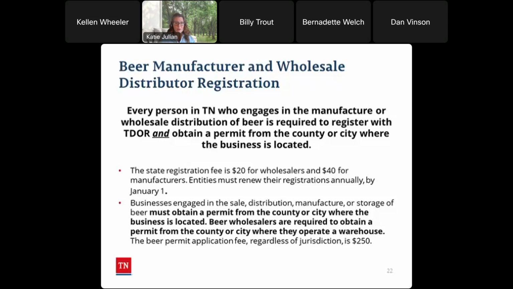We will impose a mandatory penalty against new registrants who fail to register within 20 days of beginning business, and against registrants who fail to renew by that January date each year. I believe it's due on January 1st, and I think if it's not received by the 20th, then there are penalties. The penalty is $5 per month for each month or part of a month, but cannot exceed the total amount of the applicable annual registration fee.